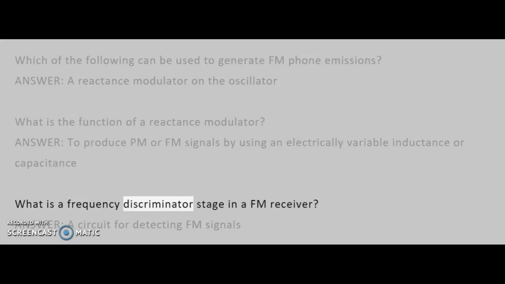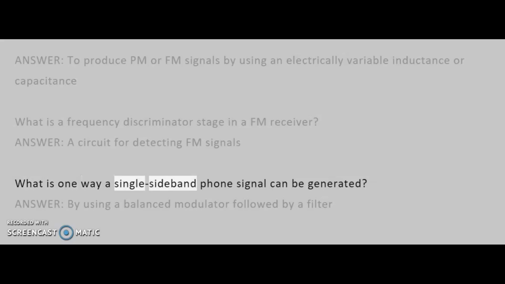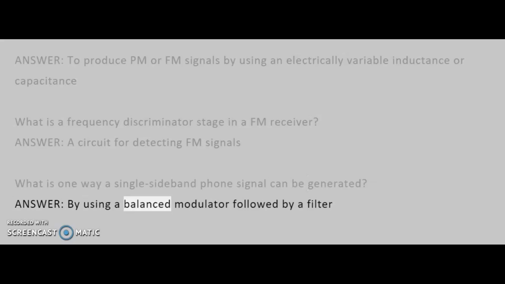What is a frequency discriminator stage in a FM receiver? Answer: a circuit for detecting FM signals. What is one way a single sideband phone signal can be generated? Answer: by using a balanced modulator followed by a filter.